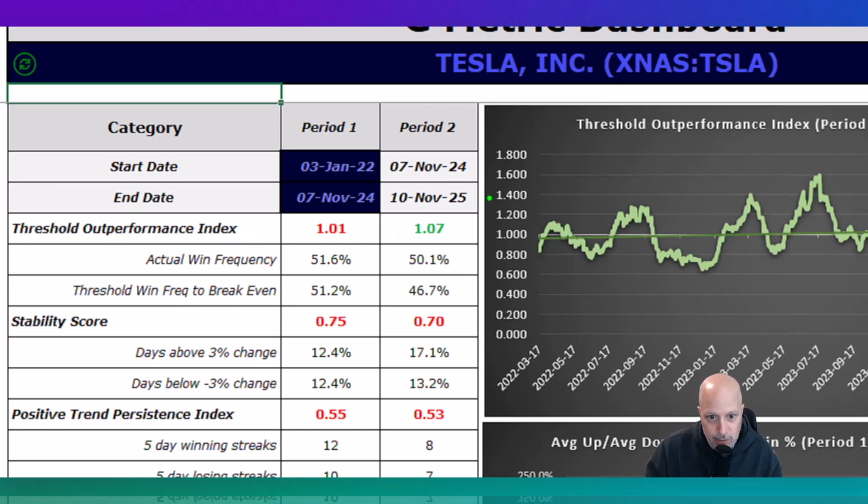And that same stat is looked at for period 2. You can see a 50.1% actual win, 46.7 needed to have a positive trend.